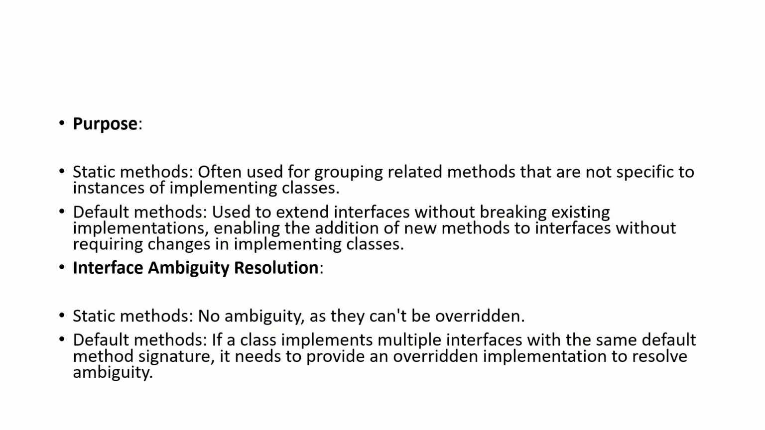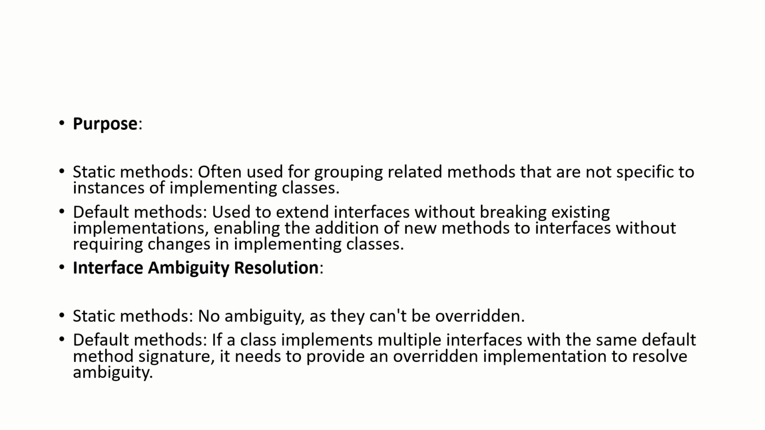Now coming to the next thing, the purpose. What is the purpose of the static and the default methods? Static methods are often used for grouping related methods that are not specific to the instance of the implementing classes. So these are the utility methods. Default methods are used to extend interfaces without breaking existing implementations, enabling the addition of new methods to interfaces without requiring changes in implementing classes. So these are the key differences of the static and the default methods.